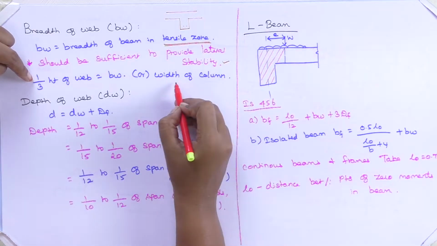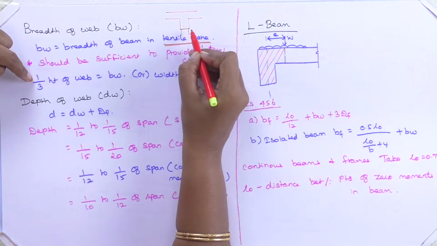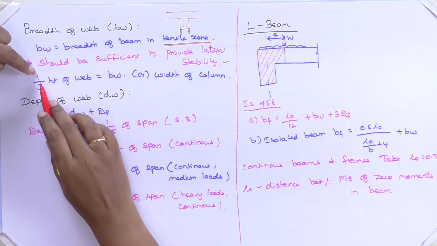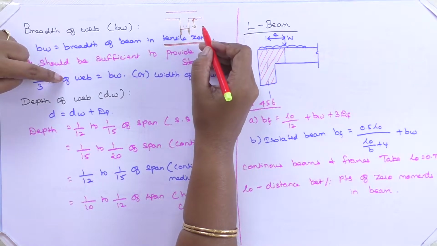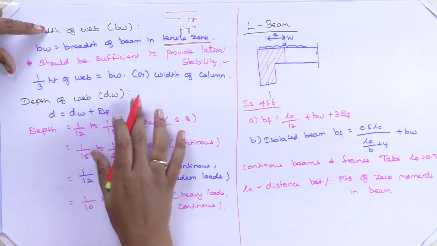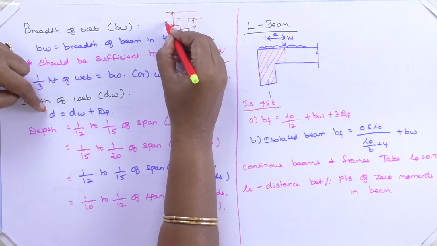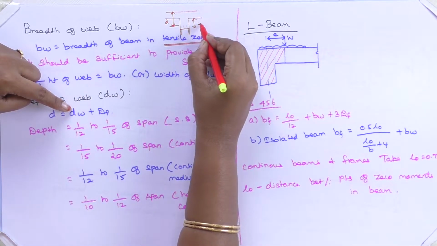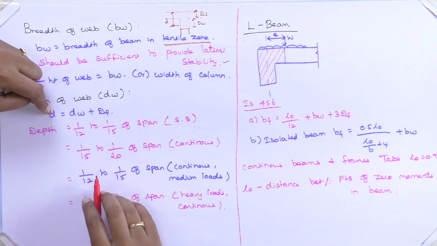Or else we can take it as the width of the column also. If the column width is given, we can provide this column width as the beam breadth, or else 1/3 the height of the web. This is my height of the web, or I can take it as 1/3 the height of the web. Then how to take the depth of the web, DW? My total small d, that is the effective depth, is equal to DW plus DF. This is my DW, this is my DF. If we already know it, you can directly take the small d.